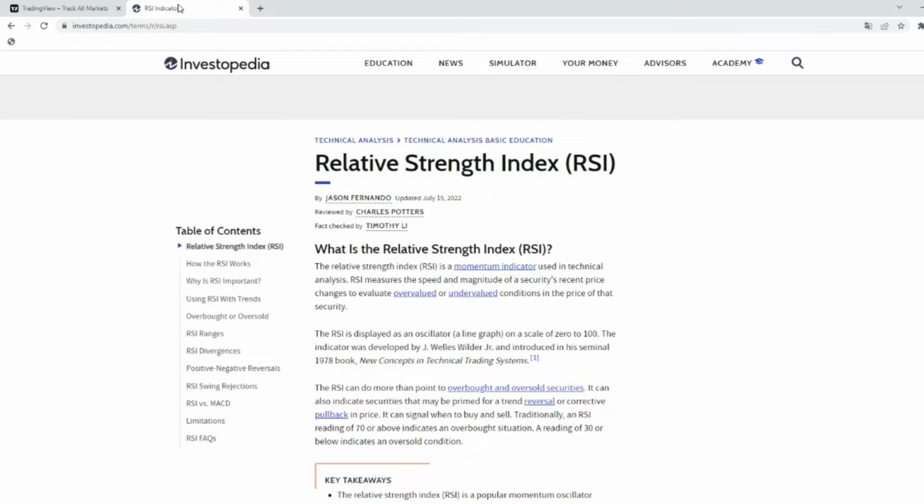Hey traders, in this video, I'm revealing the best way to use the RSI indicator.